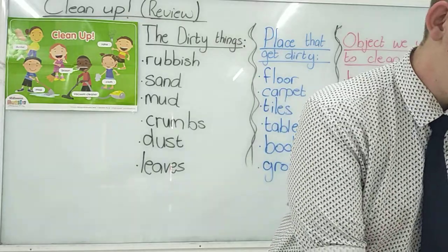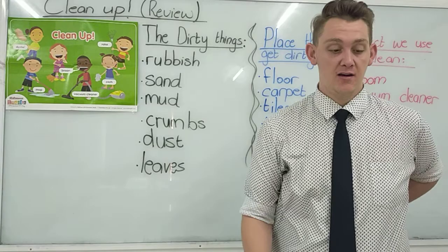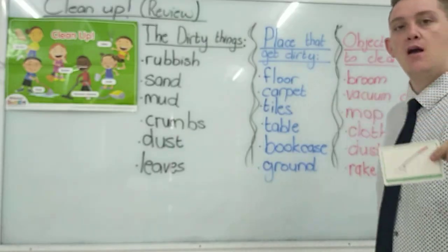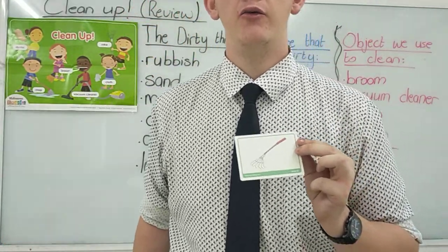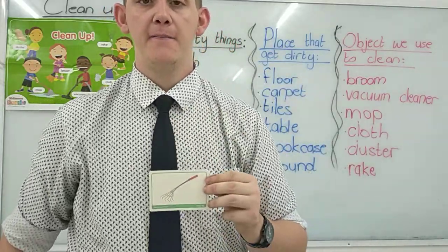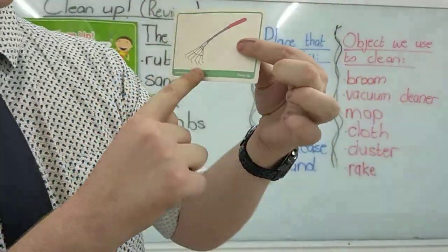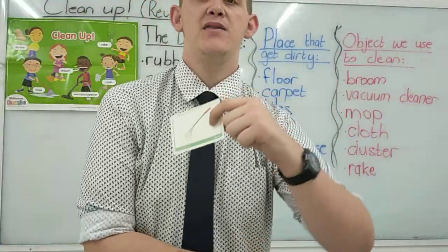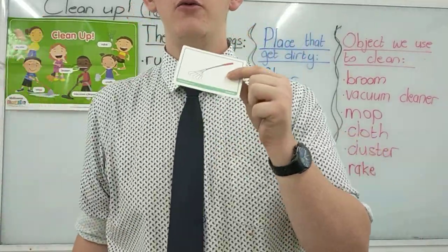Very good. And then we have a specific thing we use to clean the leaves. What do we use? A rake. Rake. R-A-K-E. Rake. Can you say rake? And you can see it has these special spikes that we use to gather the leaves together on the ground. Then we can put them all in a plastic bag and throw it away. Rake.